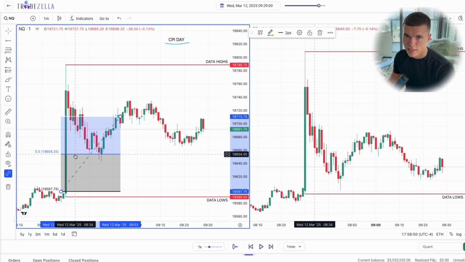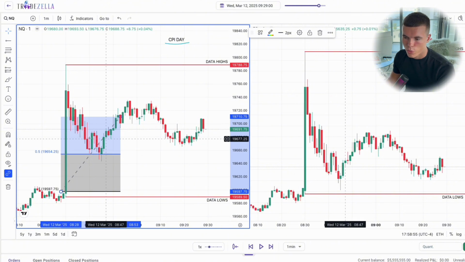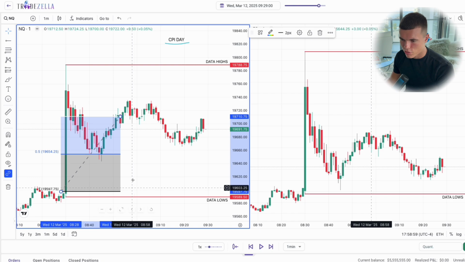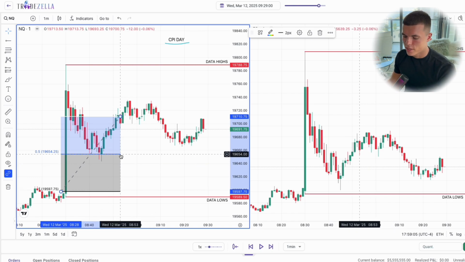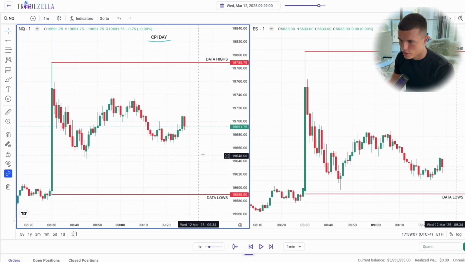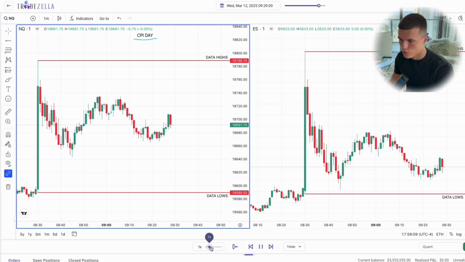This is a proven fact, and you can backtest this yourself. I would say 89% of the time, price would always, inside of the New York AM session, retrace to 50% of the range created by CPI and NFP. So let's monitor this New York AM session and understand where price is likely to draw to.